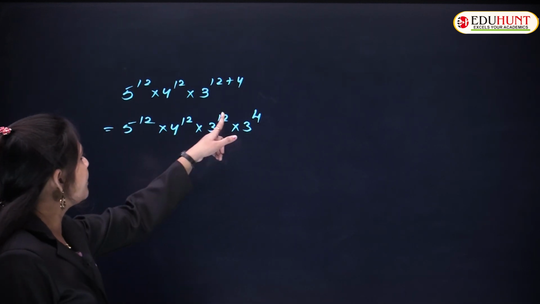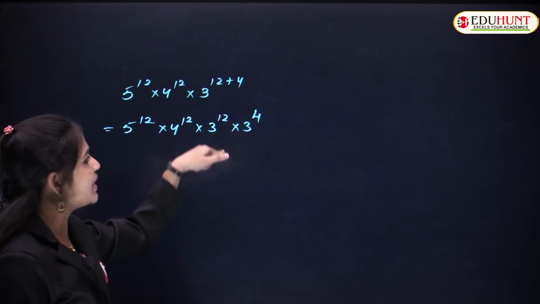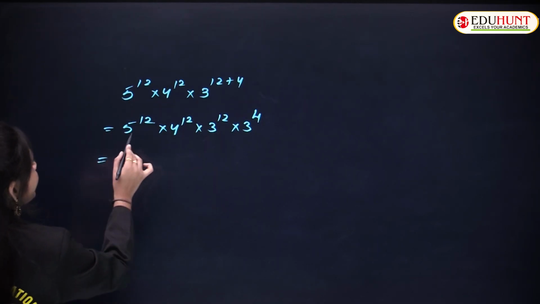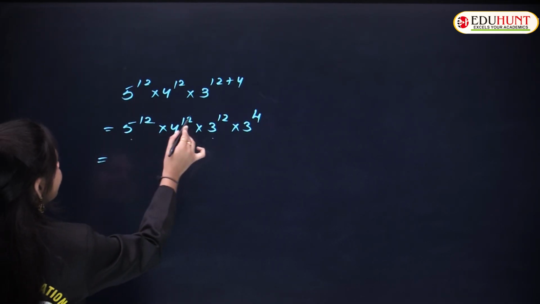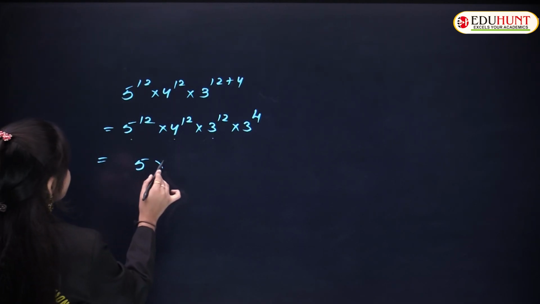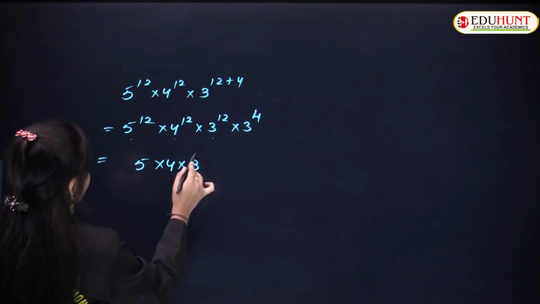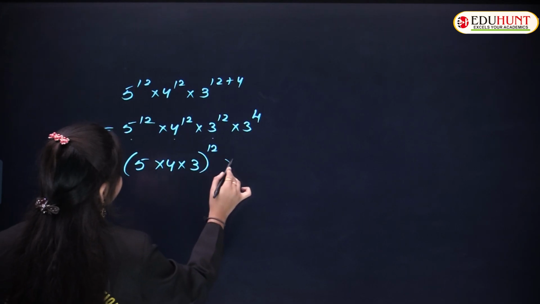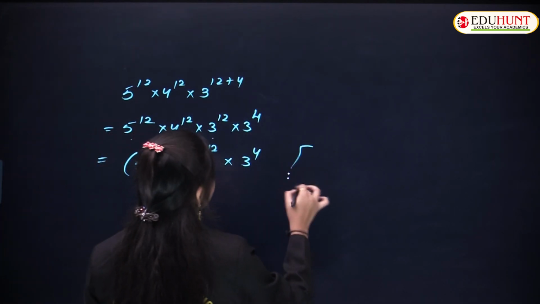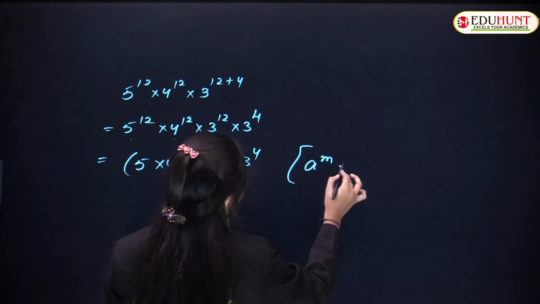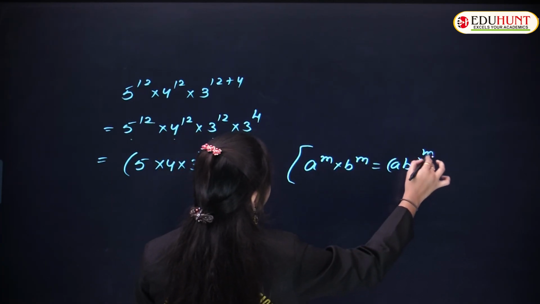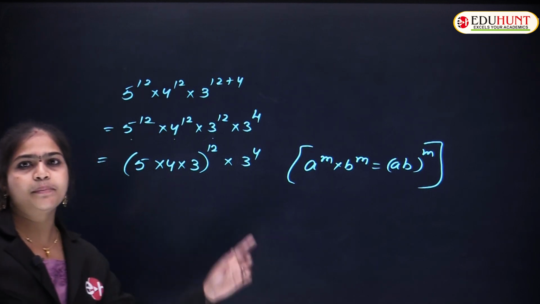This is in the form of a power m into a power n is equal to a power m plus n. We already wrote the previous formula, as per that formula. Now here these three numbers also have the same power. That's why here we can write it as 5 into 4 into 3 whole power 12 into 3 power 4. Why? Because here the formula is a power m into b power m is equal to ab whole power m. That formula we applied here.